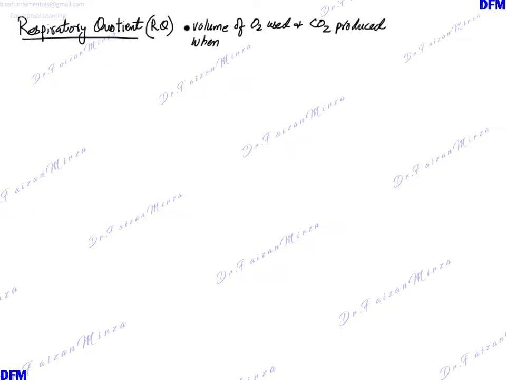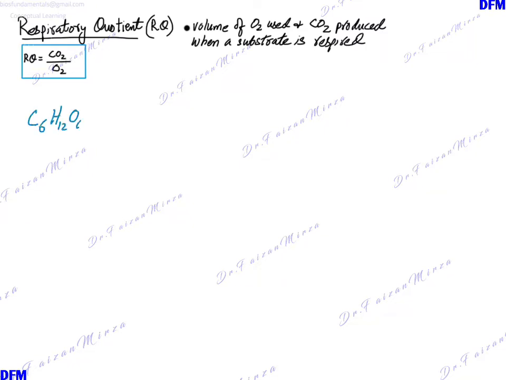What is respiratory quotient? Respiratory quotient, or RQ, is the volume of oxygen used and carbon dioxide produced when a substrate is respired. The value of RQ actually shows us what type of respiration is occurring and which substrate is being used. So this is the importance of the value of RQ.